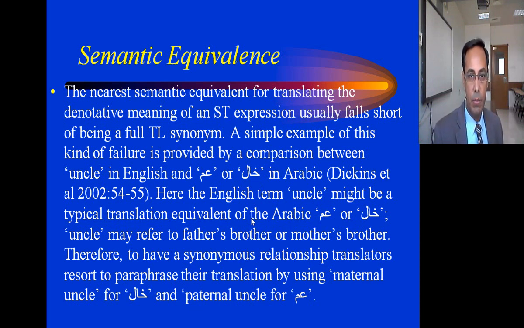There is a difference, because here you see uncle may be used for both عم وخال. Here the English term uncle might be a typical translation equivalent of the Arabic عم or خال. Uncle may refer to father's brother or mother's brother. Therefore, to have a synonymous relationship, translators resort to paraphrasing their translation by using maternal uncle for khal or paternal uncle for am. This is a sort of explicit translation, paraphrasing the lexical item.